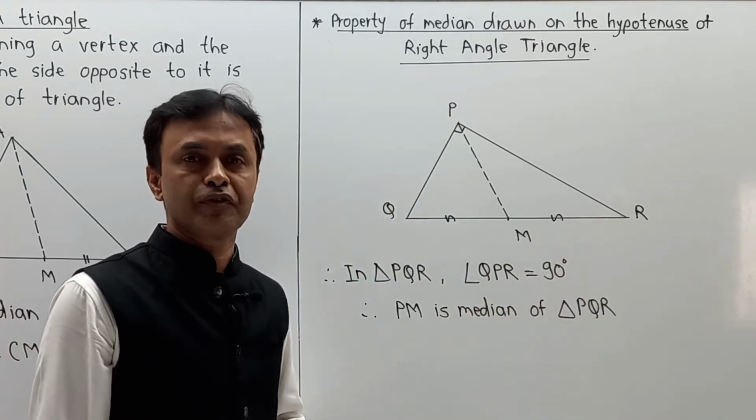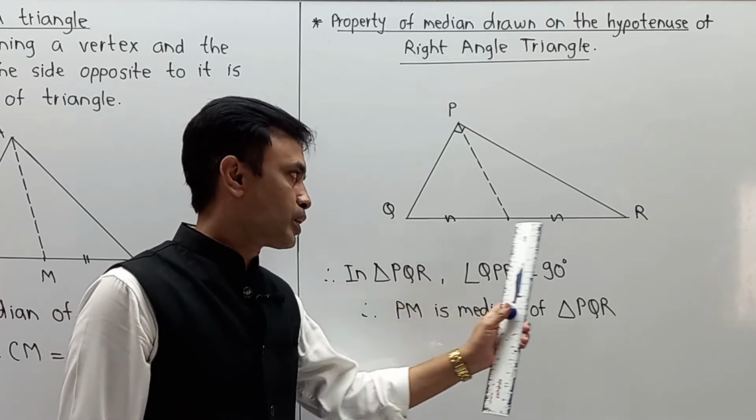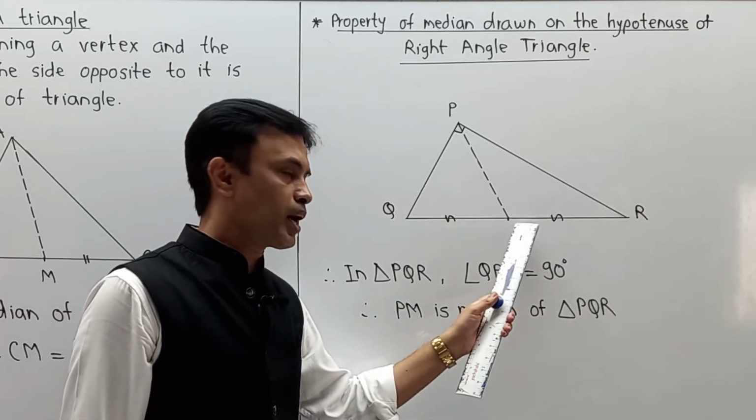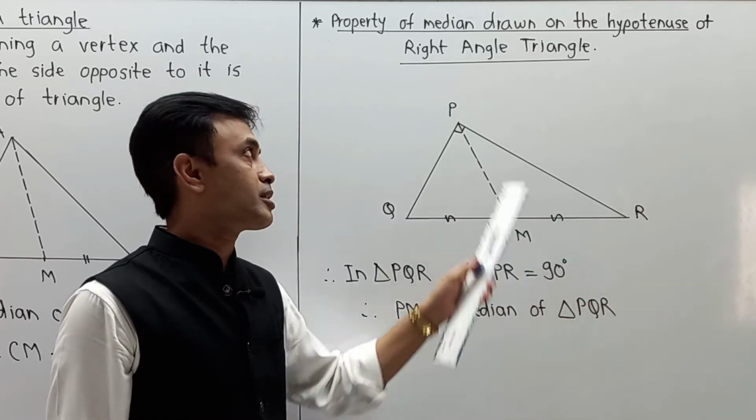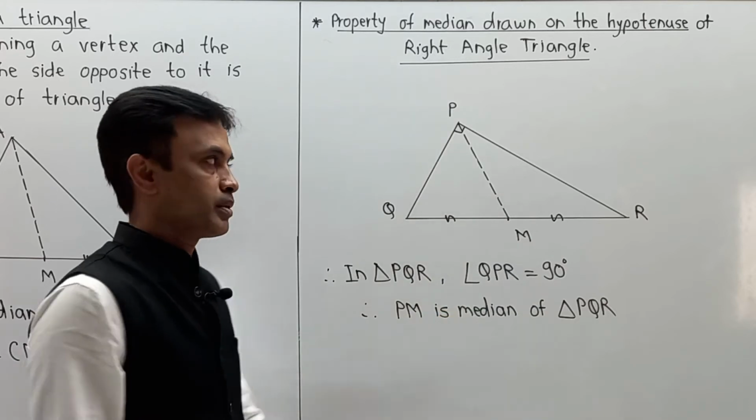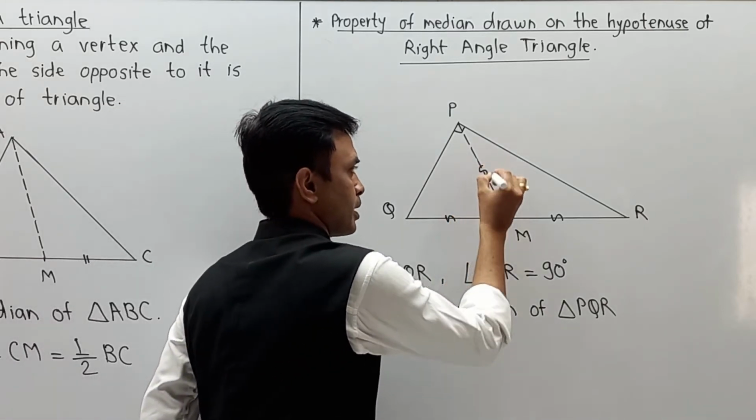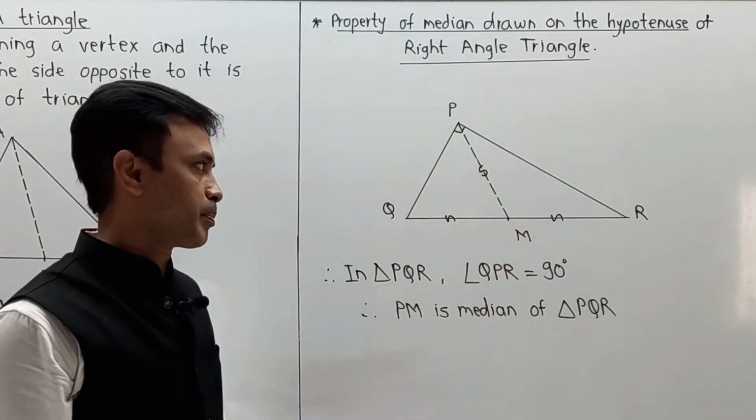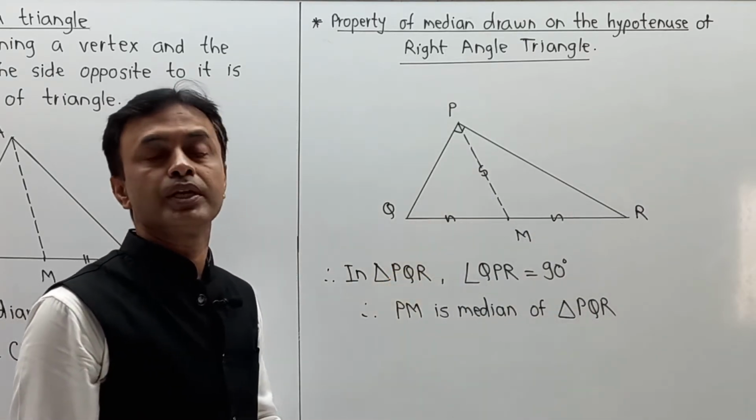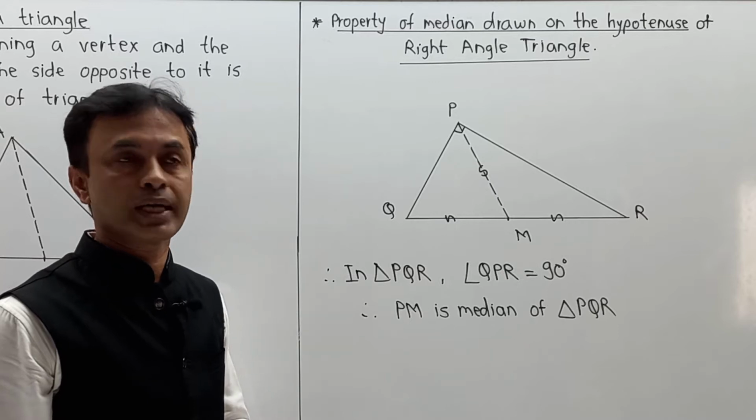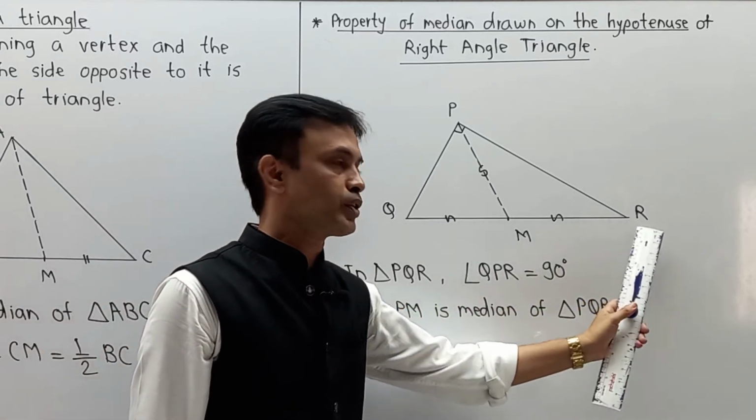Then here a slant modification is done. No doubt QM equals RM. I repeat, QM equals RM, and it is also equal to this PM. This side also becomes equal, and that is a speciality of this part. QM equals RM equals PM. All three sides become congruent, and definitely each is half of QR.